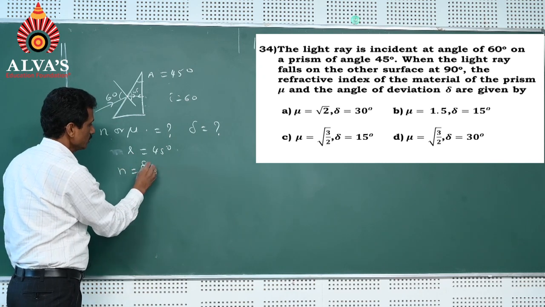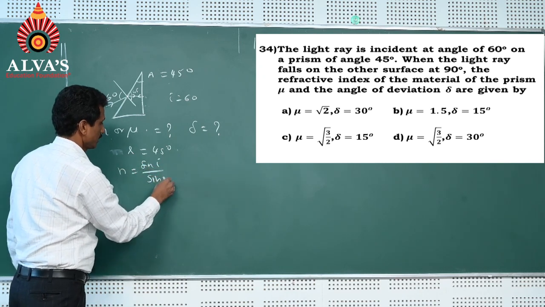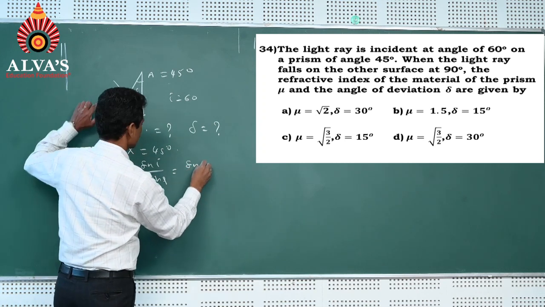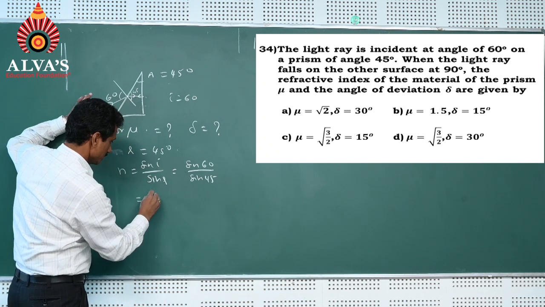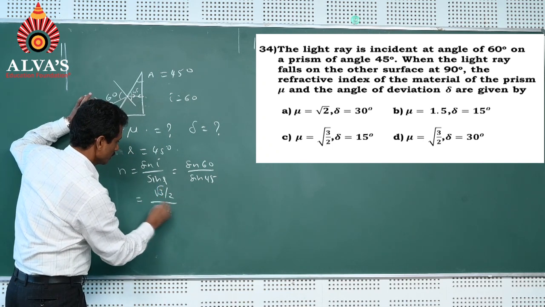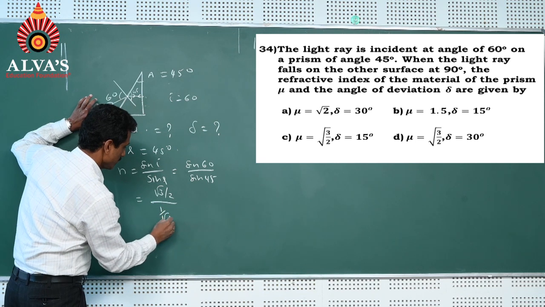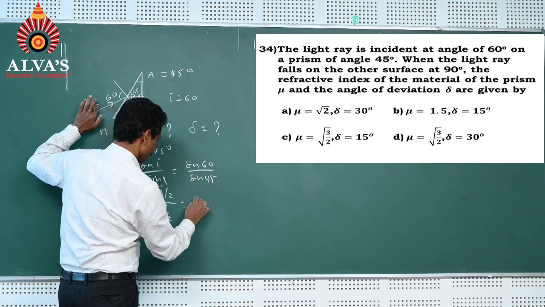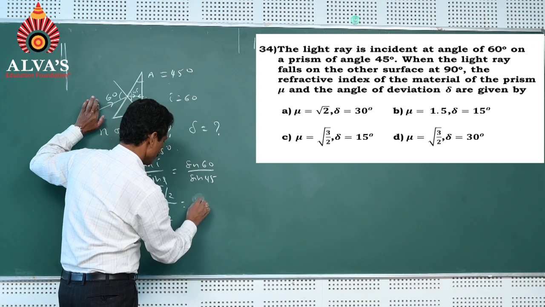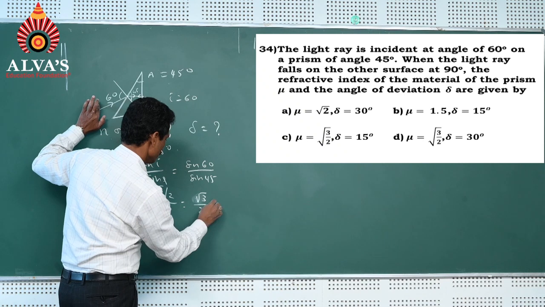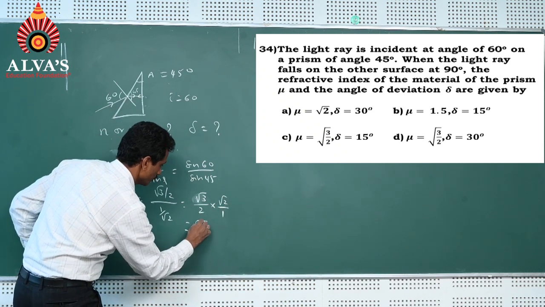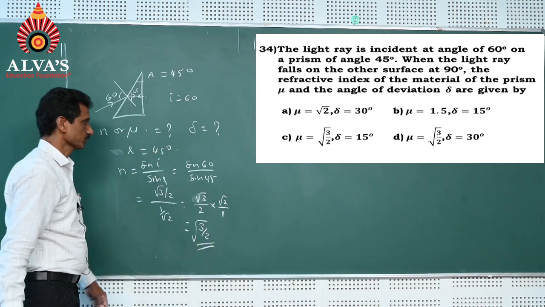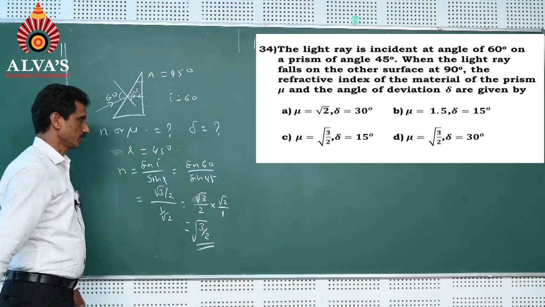N is equal to sin I by sin R, that is sin 60 divided by sin 45. Sin 60 is root 3 by 2, divided by sin 45, which is 1 by root 2, so it is root 3 by 2 times root 2 by 1, nothing but root of 3 by 2. N is root of 3 by 2.